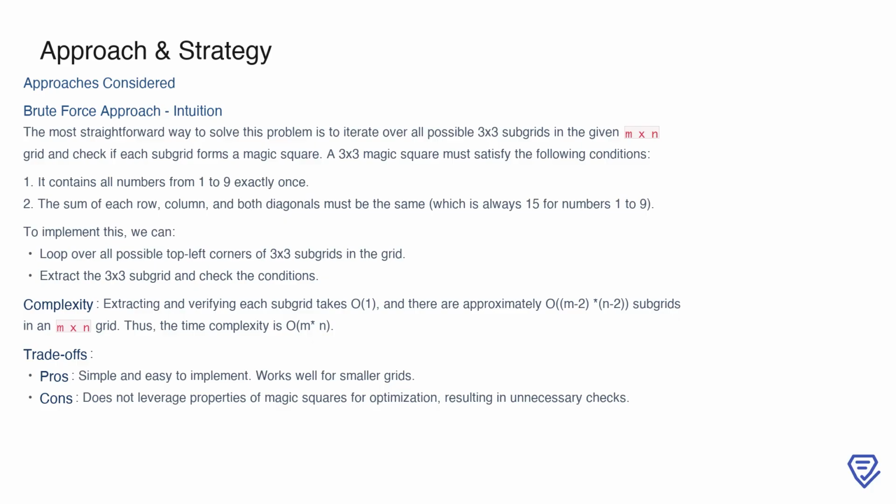While this approach is simple and easy to code, it has a downside: it performs redundant checks and doesn't leverage any deeper properties of magic squares. As a result, it's less efficient for larger grids, making it more suitable for smaller examples.